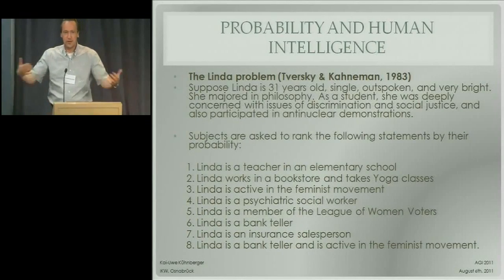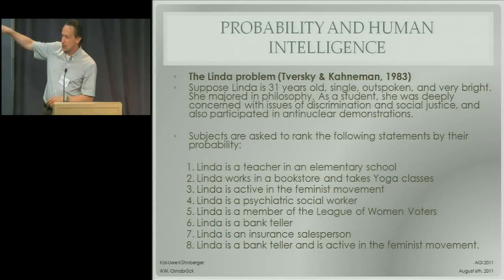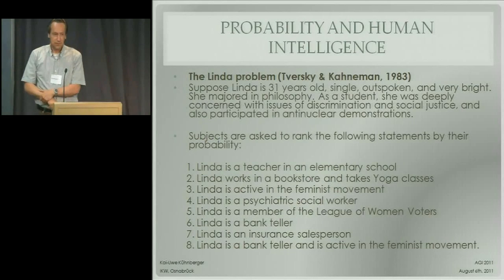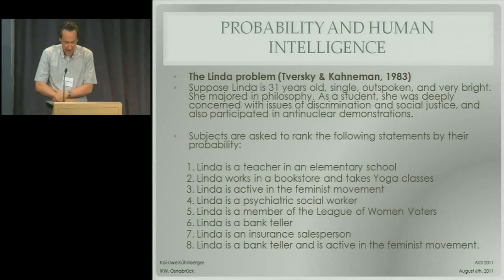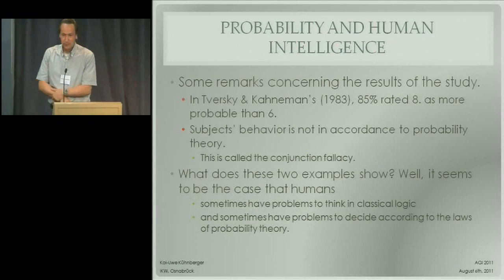And then subjects get some statements about Linda. For example, Linda is a teacher in elementary school, Linda works in a bookstore, and so on. The important ones of these 8 are number 6 and number 8. Number 6 is: Linda is a bank teller. Number 8 is: Linda is a bank teller and is active in the feminist movement. Subjects should rank them according to probability. What is more probable given the profile of Linda? And the interesting thing is that 85% rate 8 as more probable than 6.